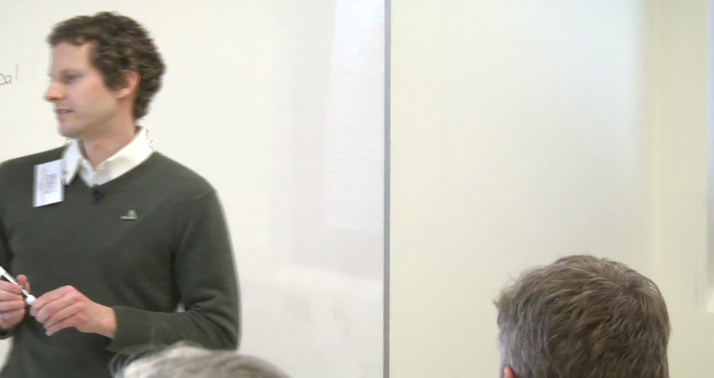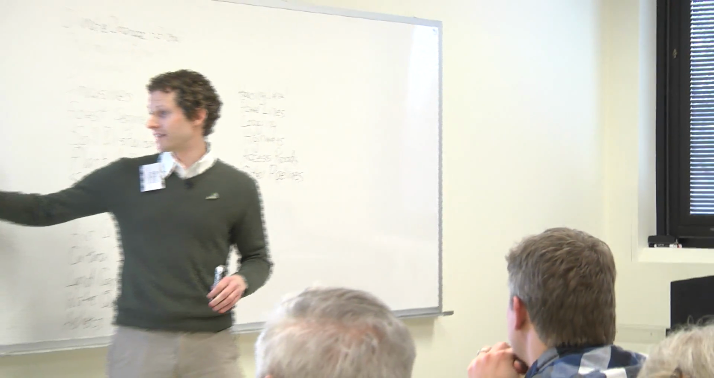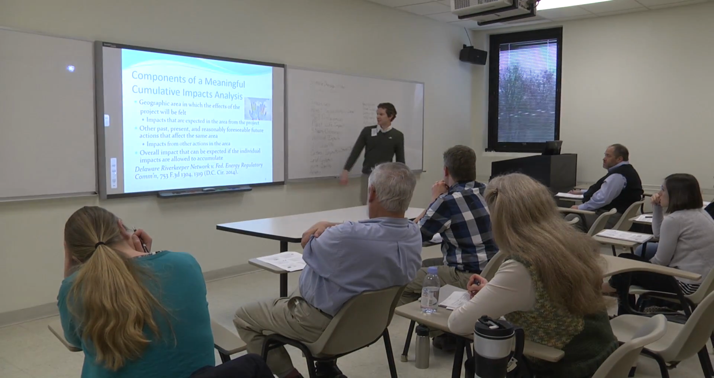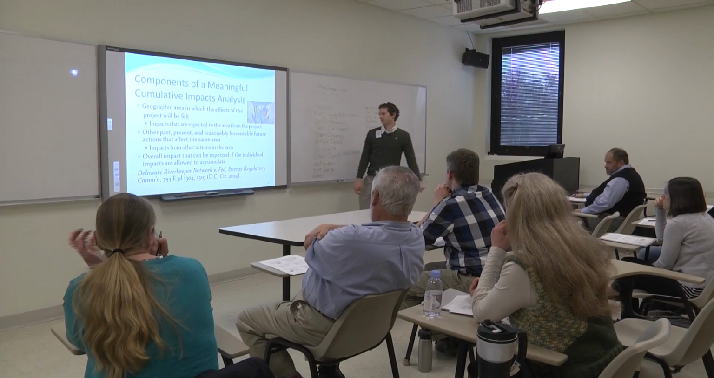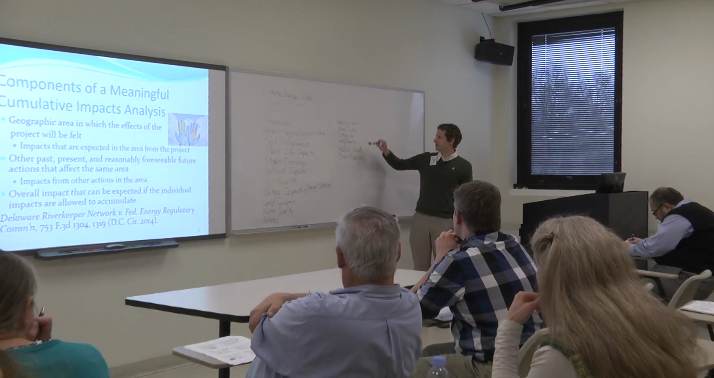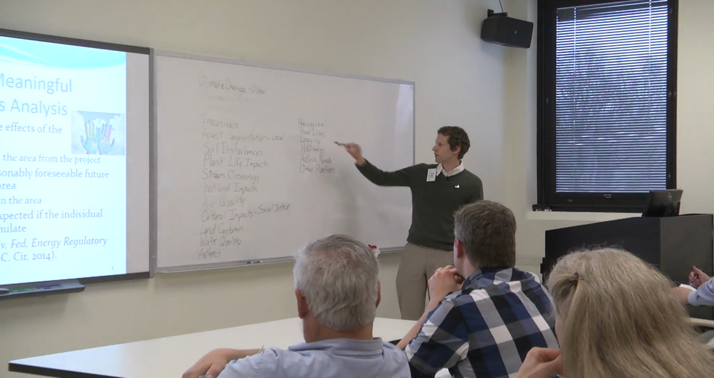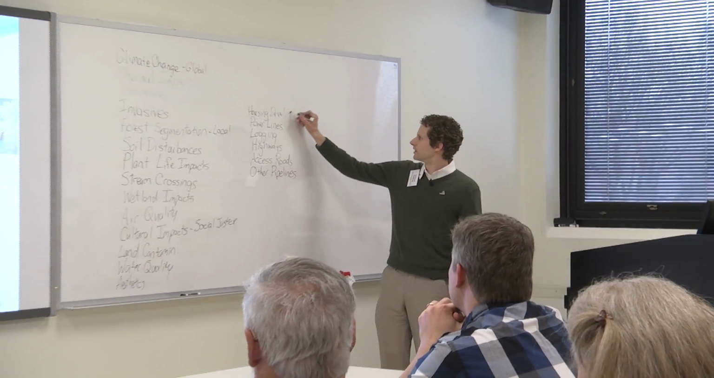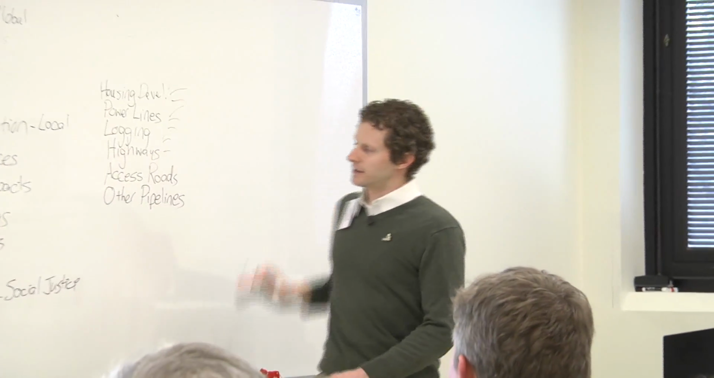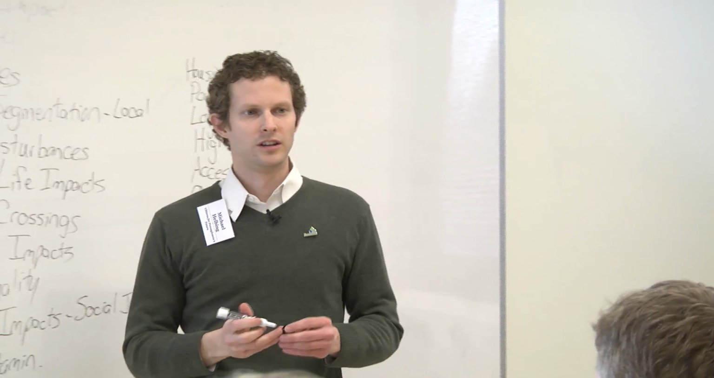So we have that list of the other actions in the same area. Then the next piece is the impacts from the other actions in that area. So what effect does each housing development have? What effect does each power line have? And so again, you're going to have a tree that's sort of like this, and it's going to keep getting bigger and bigger if we're doing this properly.